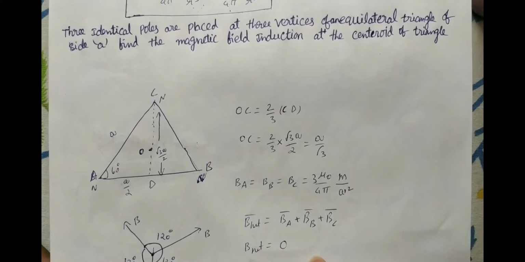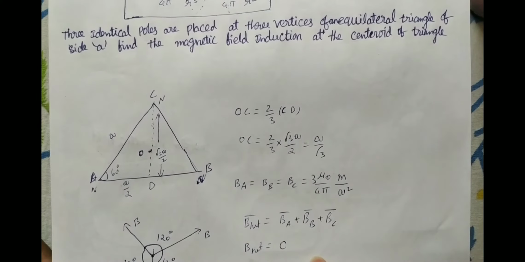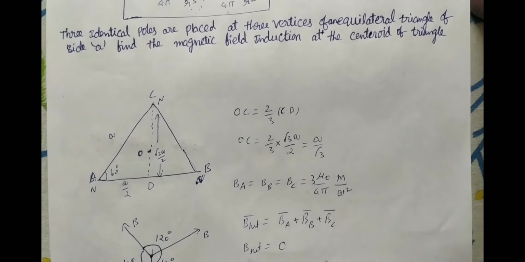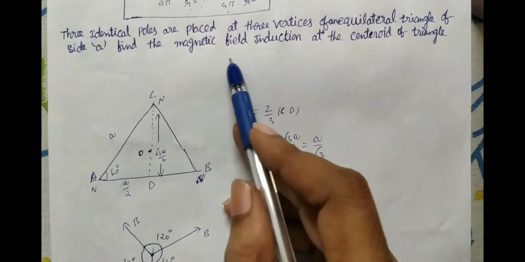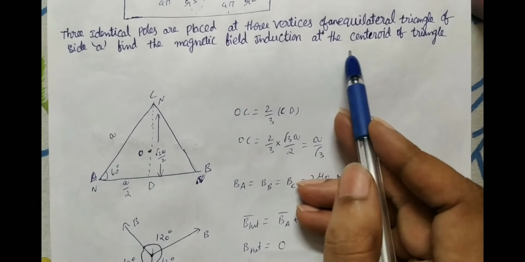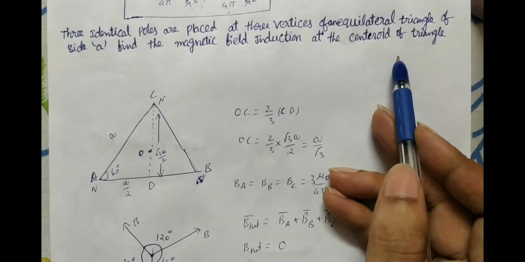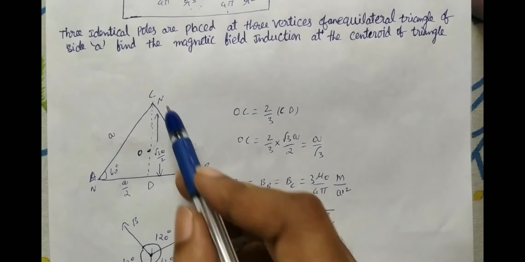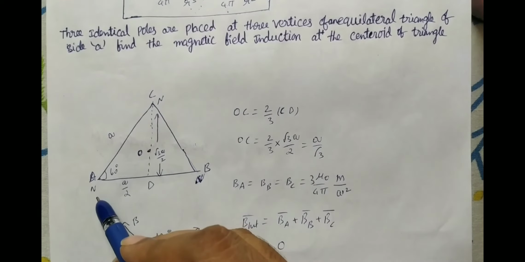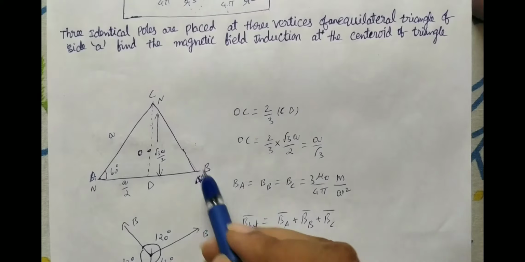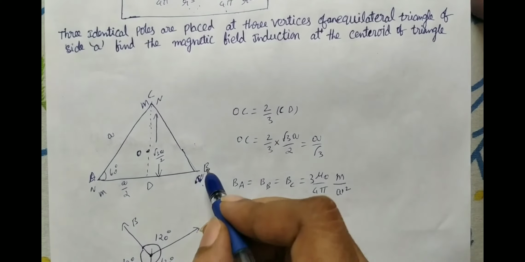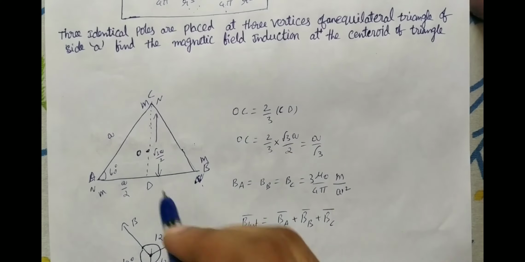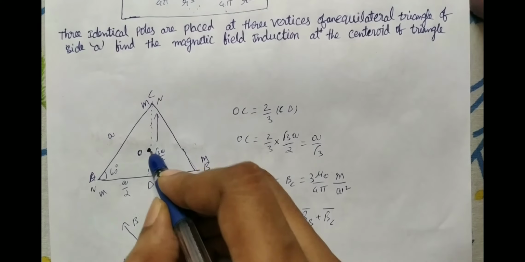Now we'll see some applications on magnetic field induction. Three identical poles are placed at the vertices of an equilateral triangle of side a. Find the magnetic field induction at the centroid of the triangle. So here I assume triangle ABC, and at each corner an identical pole is there, north pole, north pole and north pole, with strength M each. What is the field induction at the centroid they want?